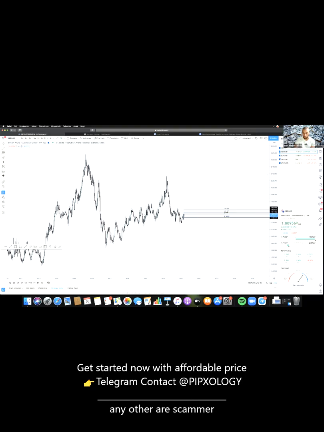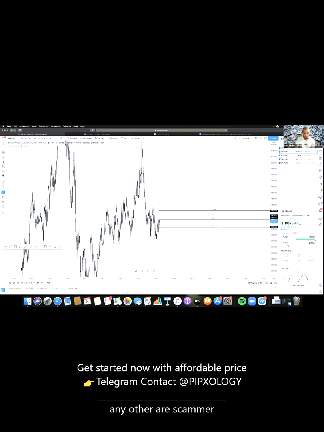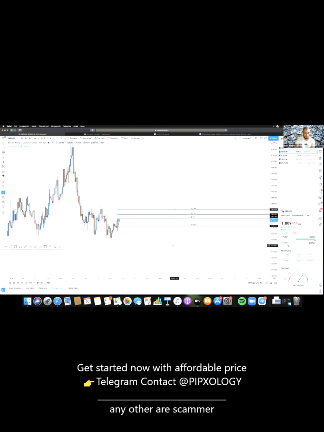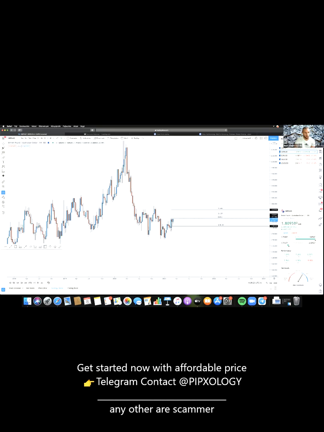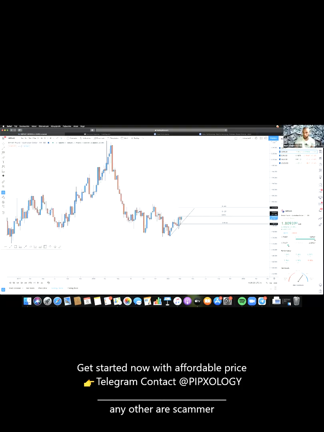It was a really nice long opportunity on GBPAUD this morning. Anybody take this trade? The long? Yeah, I took it. I have it as well. Guys, brilliant job.